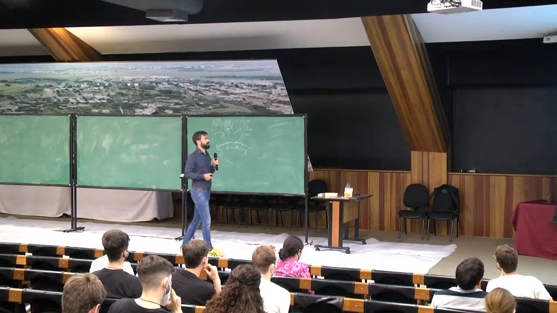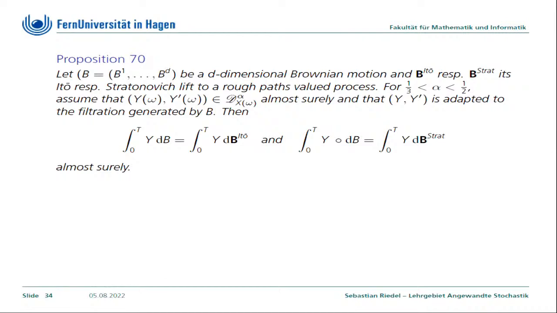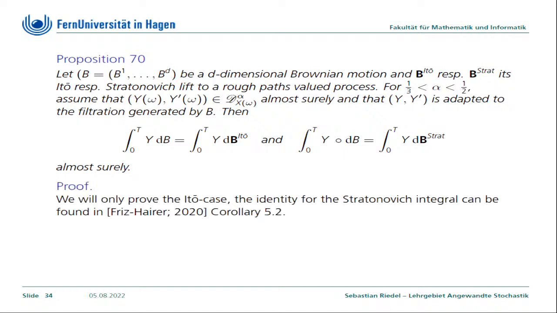And then the statement is that these two integrals actually coincide. So the Ito integral coincides with the rough integral, where I use the Ito lift of the Brownian motion as the driver, and the corresponding result also is true for the Stratonovich integral. Almost surely even. Okay. So I will only prove the Ito case. Maybe you will do the Stratonovich case in the exercise session tomorrow. But if not, you can read that up here in the book.